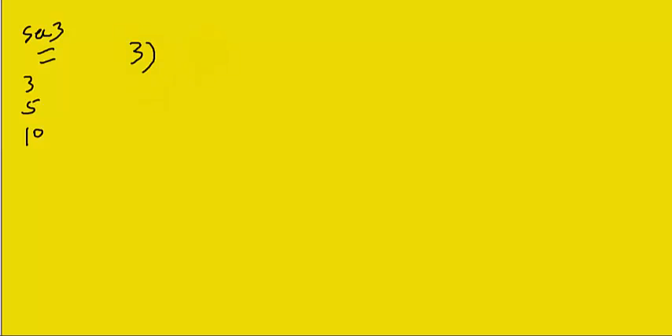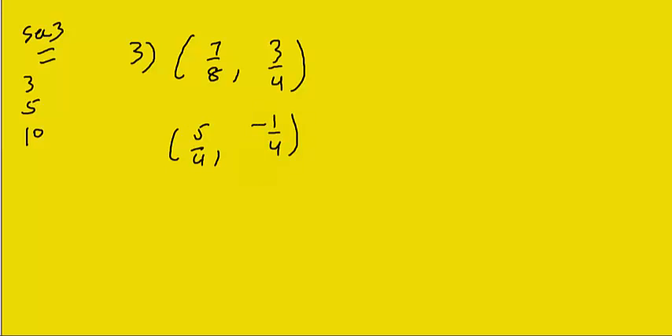Section 3. You're given 7 over 8, 3 over 4, and then you're given 5 over 4, and negative 1 over 4. And these are 2 points. They want you to find the equation of a line. What 2 things do you need to find the equation of a line? Slope and a point. I have 2 points, so I'm good to go with points. I need to find slope. How do I find my slope?